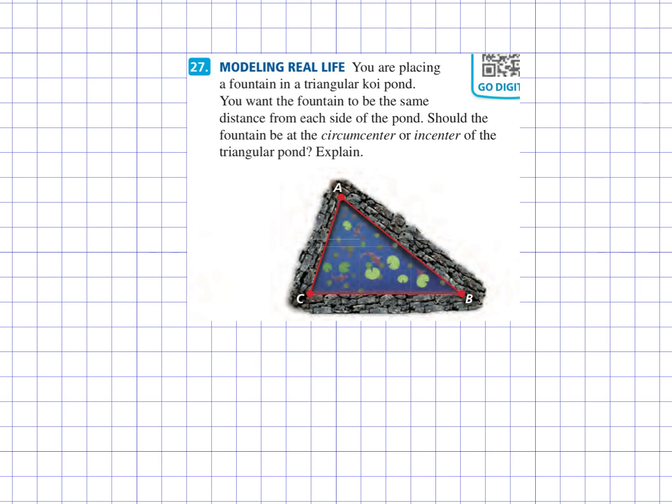27, you're placing a fountain in a triangular koi pond. You want the fountain to be the same distance from each side. So the same distance from each side means incenter. So you need angle bisectors. So should the fountain be at the circumcenter or incenter? Incenter, because incenters are equidistant from the sides.